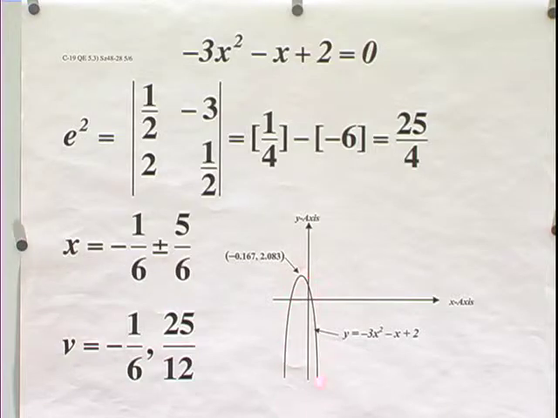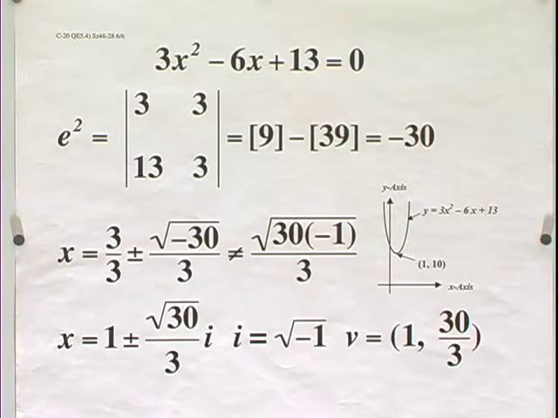So the vertex will be right here. It'll be -1/6. It'll be to the left of the y-axis. And it'll be a little over 2. And then the roots will be rational. -1/6 plus 5/6 is 4/6, or 2/3, so plus 2/3 and a 0. And this -1/6 minus 5/6 is -1. So this is -1, 0. So we have these 3 points, and we can sketch the parabola.